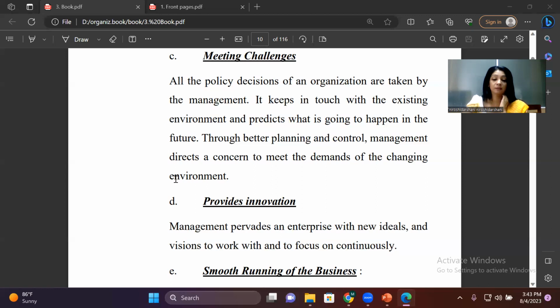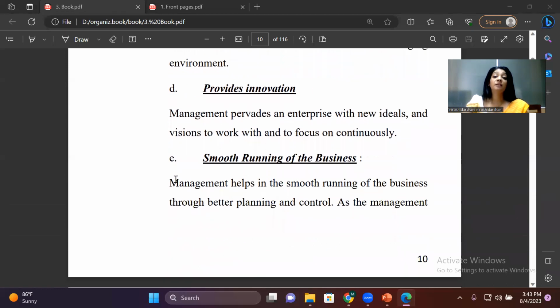So that is one thing that you want to talk about. Meeting challenges and providing innovation. Because management always tries to bring new ideas, new visions, right? New ideas. So it is very important that you promote innovation within the organization, because we know the organizations are always changing, the environment is changing, and you have to adjust to them.